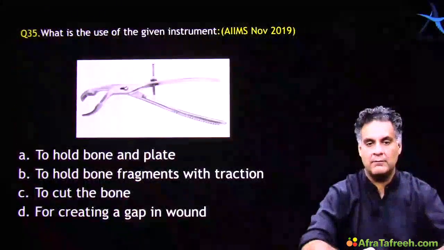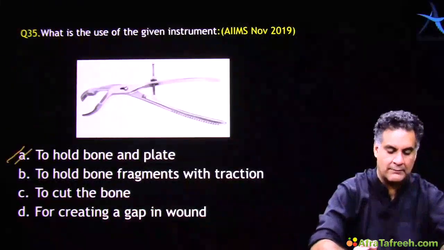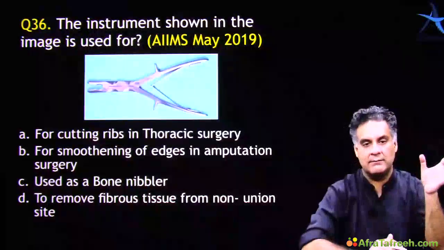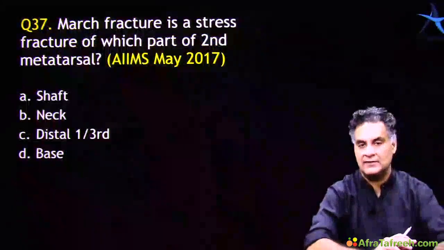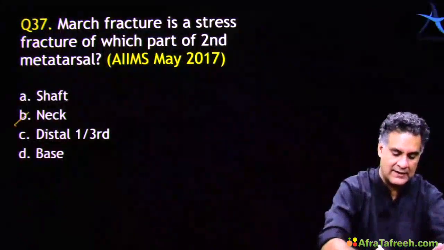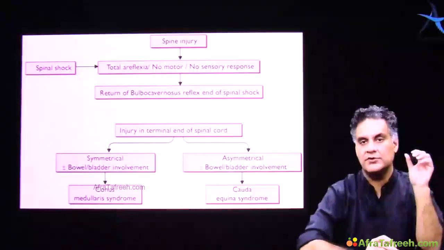Now, this is a bone plate holding forceps, which will hold the bone and the plate. And this is a bone nibbler, which is very, very important, that again came in the AIIMS exam. March fracture involves the neck. This is what you should remember.